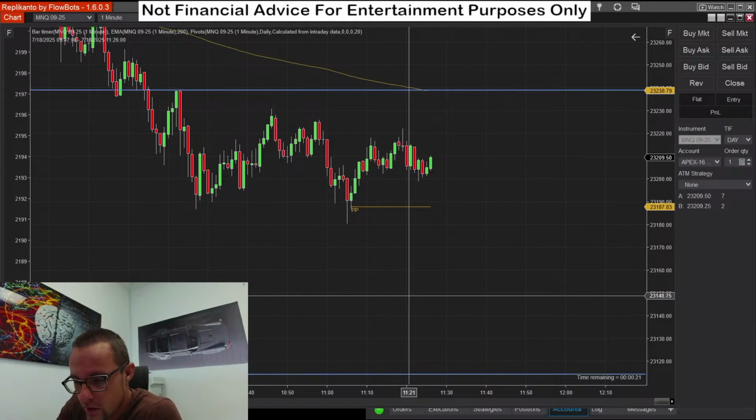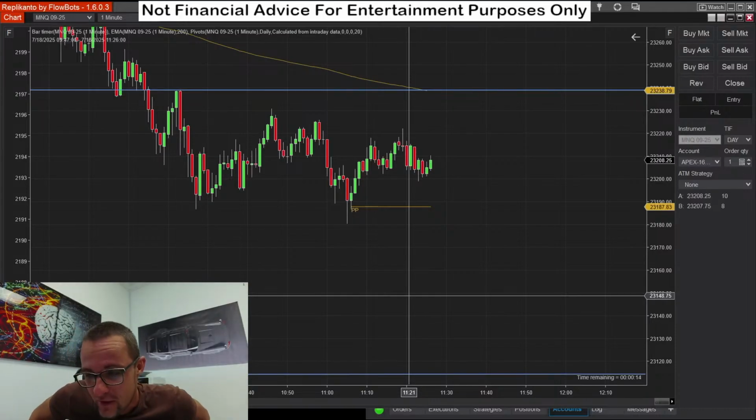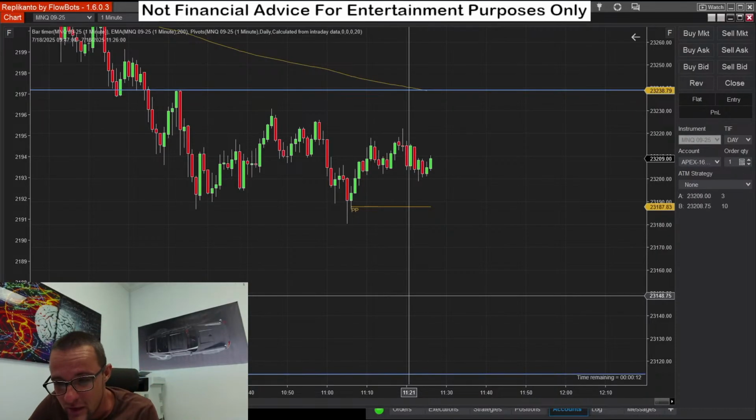NQ moves too much intraday for me. Yeah, well, that's the thing too. NQ moves pretty aggressively sometimes. So that intraday drawdown, if you try to go for those big moves, can really hurt you.